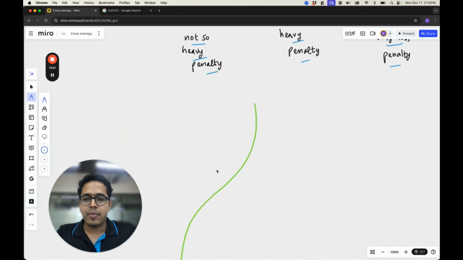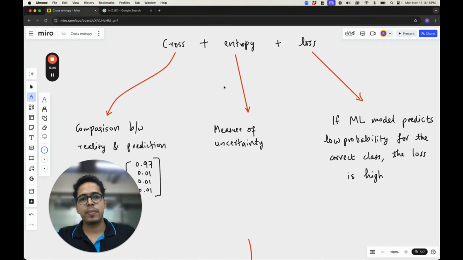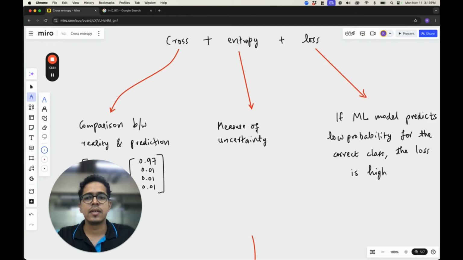Now I have one more thing to discuss. Cross plus entropy plus loss, right? There are three terms: cross, entropy, and loss. What exactly is cross here?